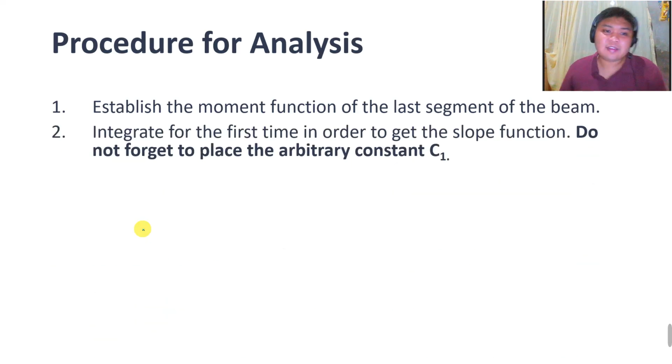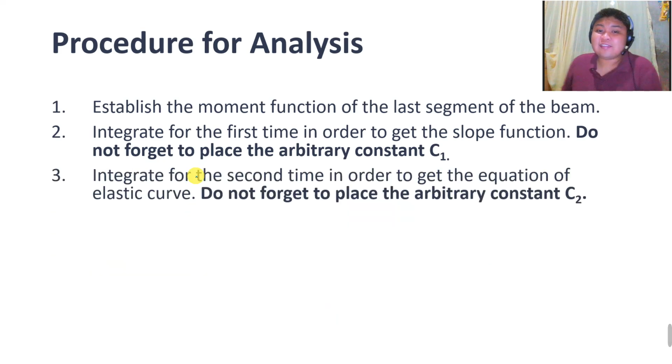So, next, integrate for the first time in order to get the first function. So, after nyong mahanap yung moment function, mag-integrate ka sa unang beses para mahanap mo nga yung slope function. And ito, binold ko pa, in-emphasize ko pa. Do not forget to place the arbitrary constant C1. So, of course, lalagyan mo yan ng C1. So, pangatlo, integrate for the second time in order to get the equation of the elastic curve. And yun na nga, do not forget to place the arbitrary constant C2. And that is for the second time na mag-i-integrate ka.